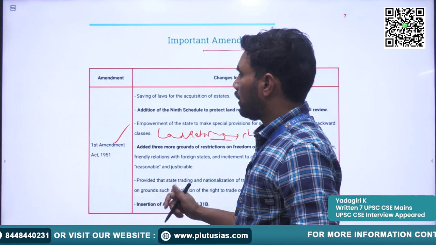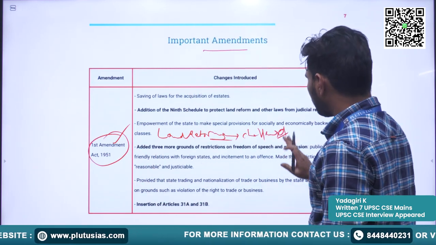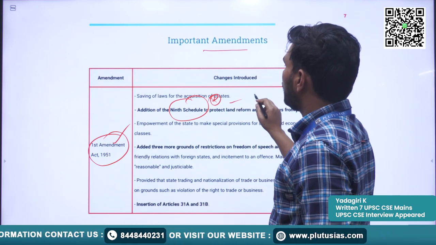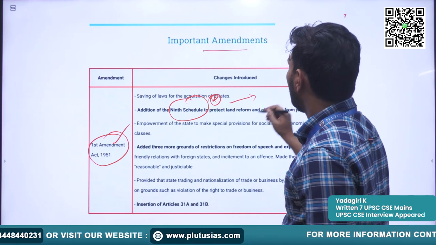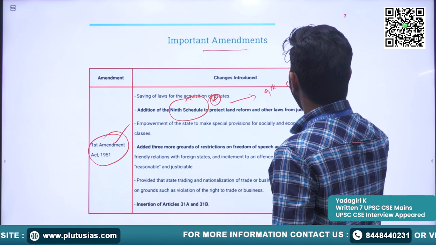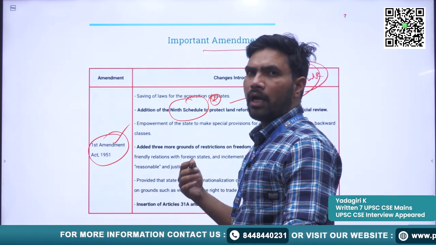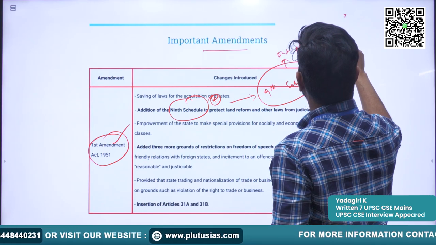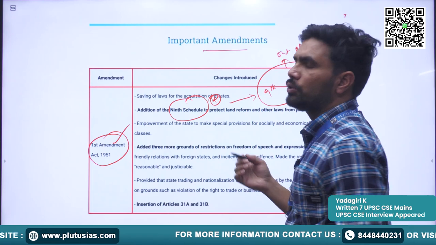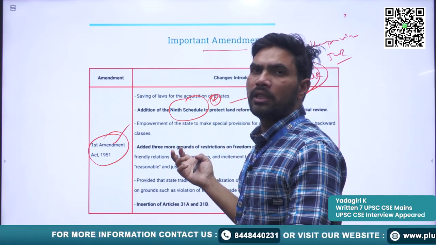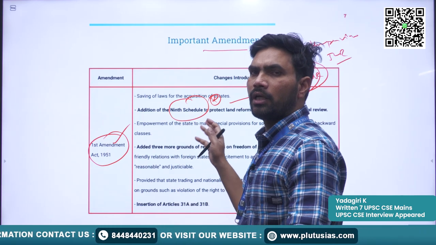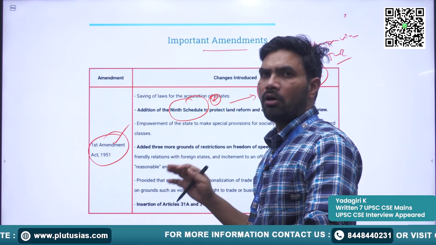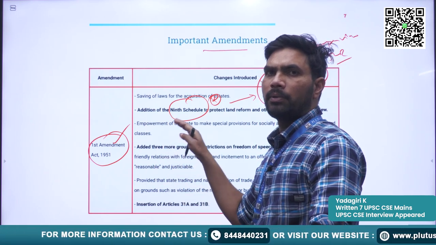So to safeguard those laws, the First Amendment Act has been made. Basically, through this amendment, the ninth schedule, a very, very important schedule, you should remember this schedule. All the laws related to the land reforms were put under the ninth schedule. And further, the amendment said that the ninth schedule is out of the purview of judicial review. The judiciary cannot examine the items mentioned in the ninth schedule and say that these are violating the constitution. So basically, to safeguard the Land Reforms Act, the first amendment created the ninth schedule, and the laws related to the land reforms are kept under this ninth schedule.